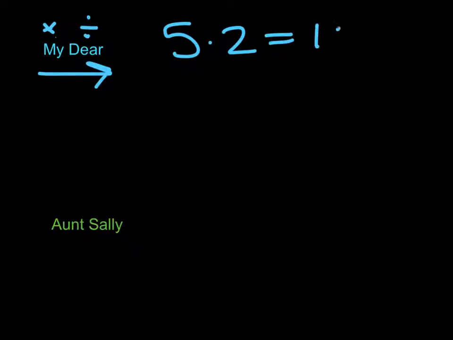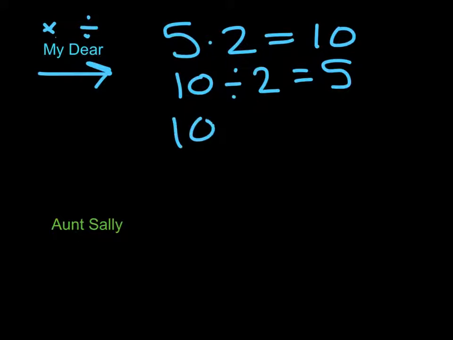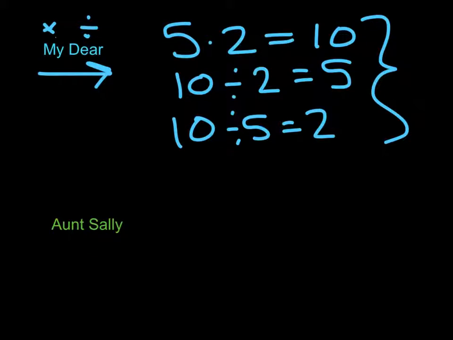All right, the "My Dear" part we already talked about a little bit, but remember, between multiply and divide, we do whatever comes first from left to right. Because think about it, 5 times 2 is equal to 10, 10 divided by 2 is equal to 5, 10 divided by 5 is equal to 2. Remember learning those fact families in elementary school? Multiplication and division are like one big family, so we have to go in order from left to right.